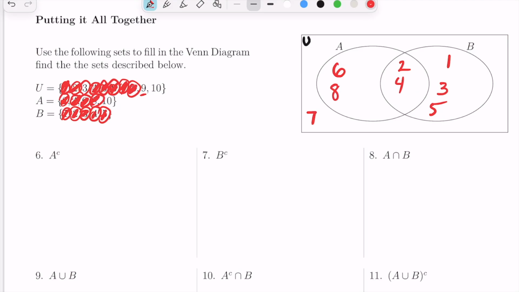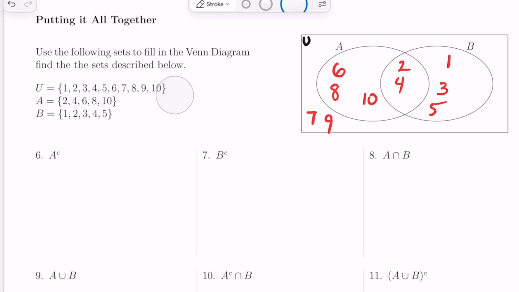9 belongs out in the universe because it's not in set A. And then 10 is also in set A. So that's one way to go about doing this. There are plenty of others.